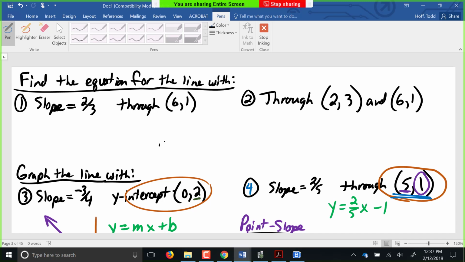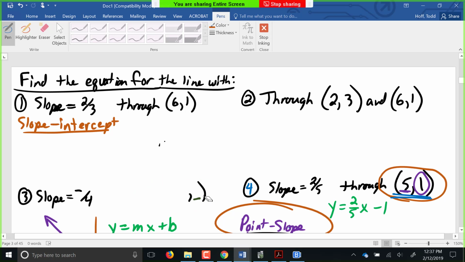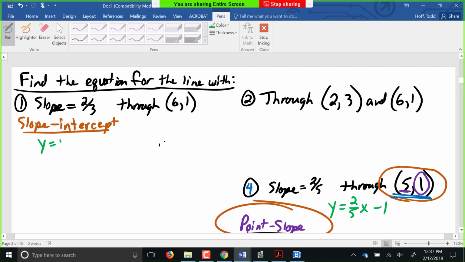All right, so back up to the first two. Find the equation of a line with a slope of 2/3 through the point 6, 1. Now remember, there's two different forms of the equation. We have that slope-intercept equation that is what we're probably the most familiar with, we've worked with the most. But we also have that point slope that we talked about down here. I'm going to start out by doing a slope-intercept equation. So slope-intercept, remember, is y equals slope times x plus the y-intercept.